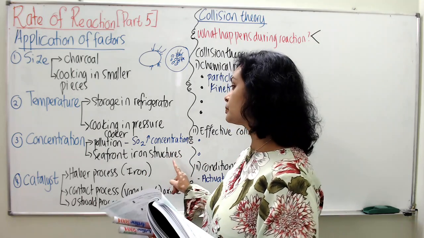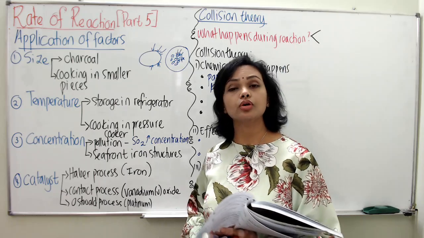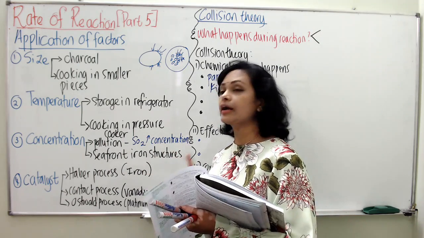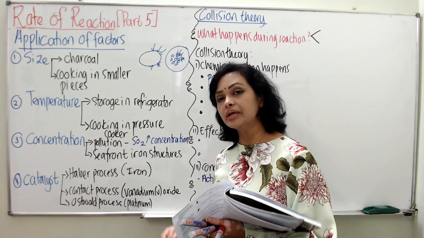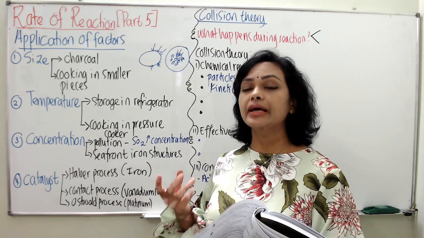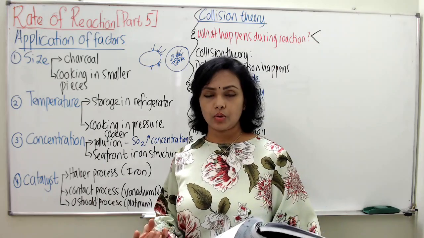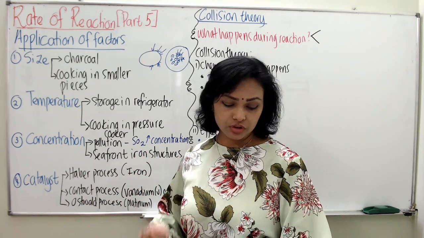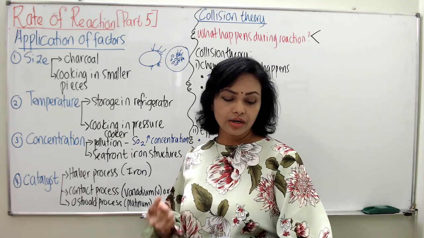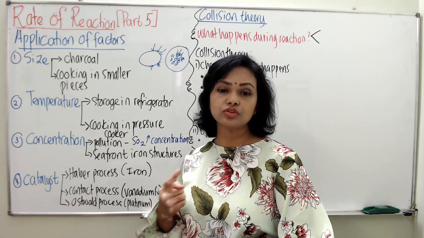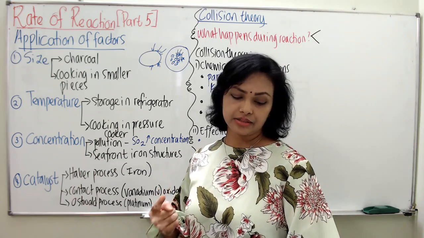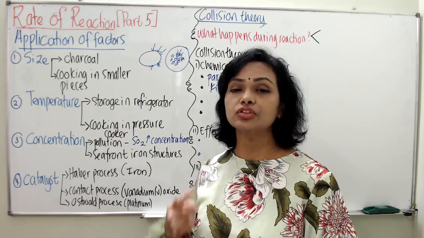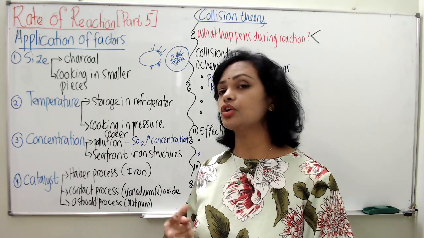So another explanation on how concentration affects the rate of reaction is any seafront iron structures, a building or any structures which is kept near the sea. Okay, at the seaside, it might corrode or rust faster. Why? Because the concentration of dissolved salt is higher. Sea breeze contains a high amount, or high concentration, of dissolved salt. Okay, concentration of dissolved salt.